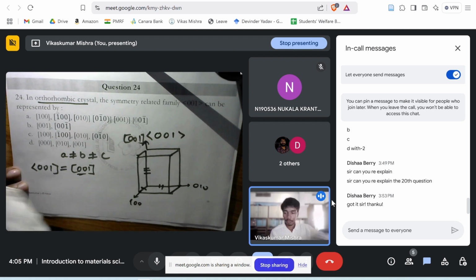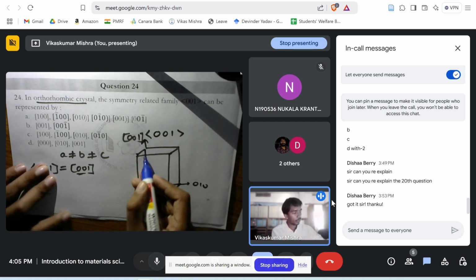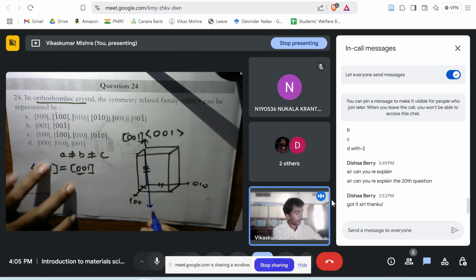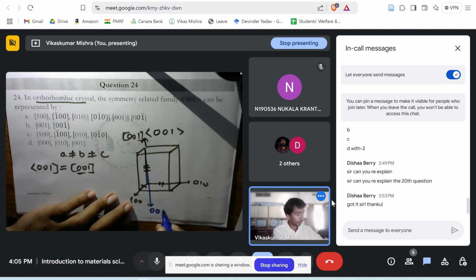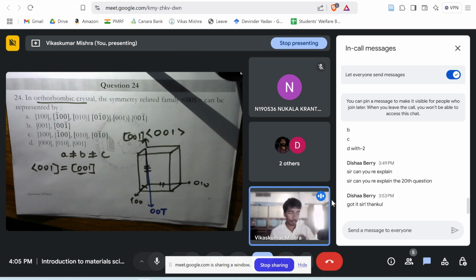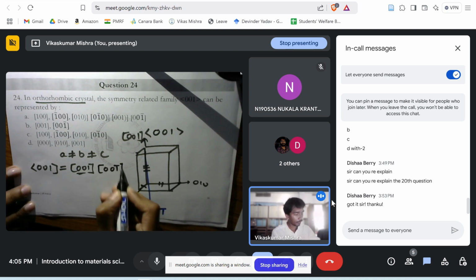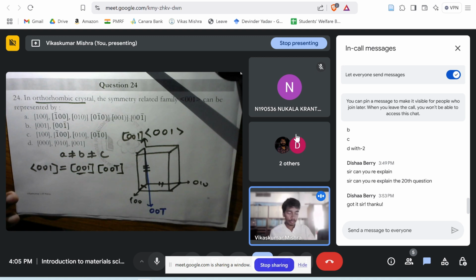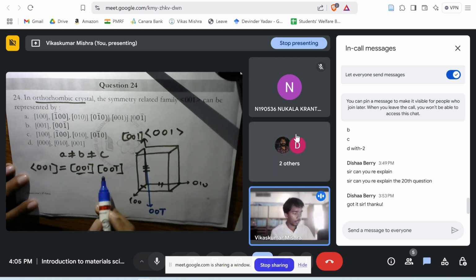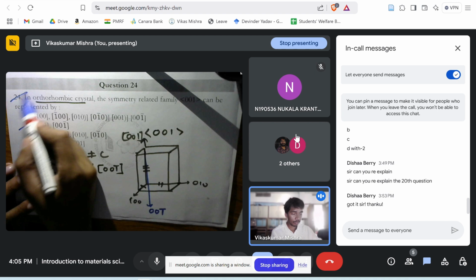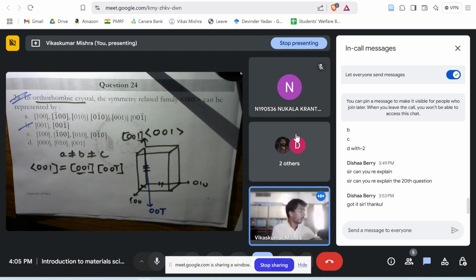Again, what we will include over here is the opposite of this, that is 00 1 bar. So in this family, only two members will be there, and those two members are 001 and 00 1 bar. That is, option B is the right answer.